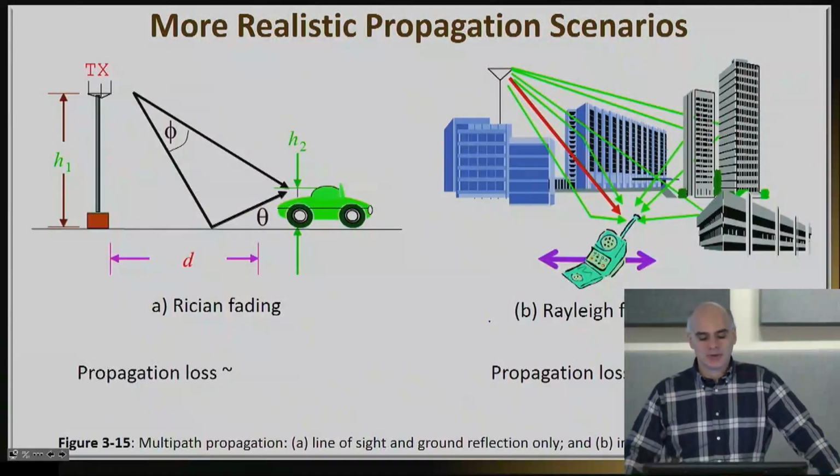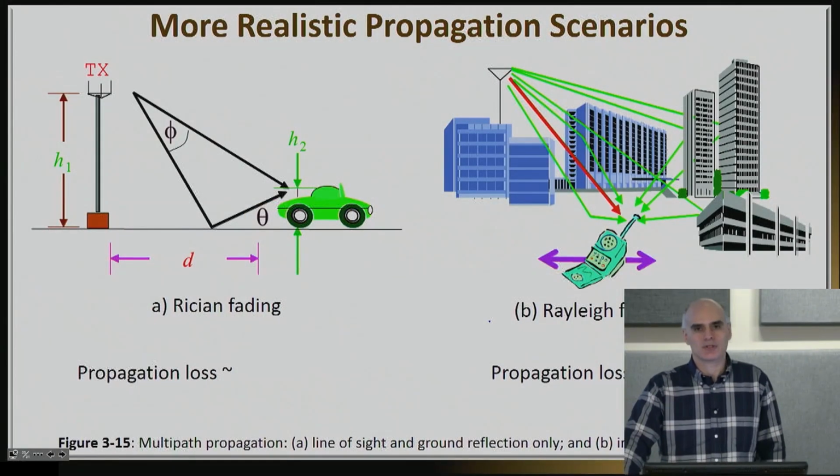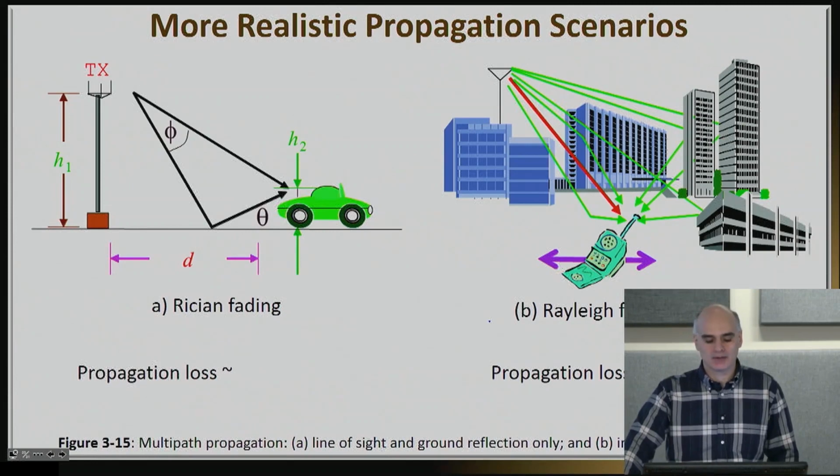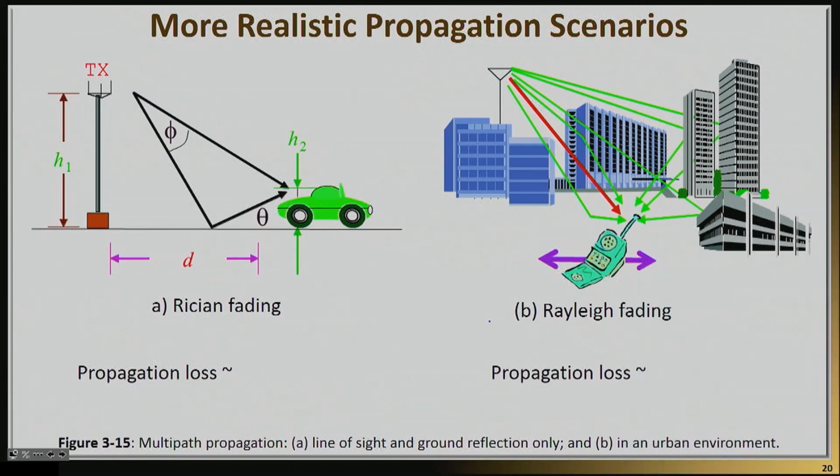Now let's talk about what happens if I take some of the assumptions away, and specifically what happens if I don't radiate in free space, or even when I don't have line of sight. So there are two particular examples that you can see in those slides.